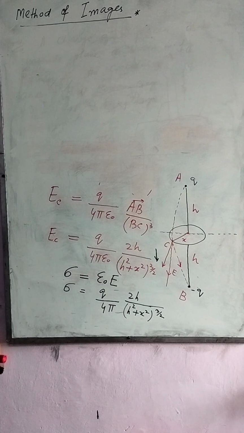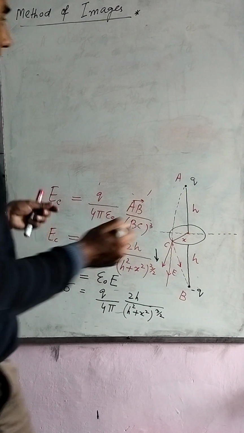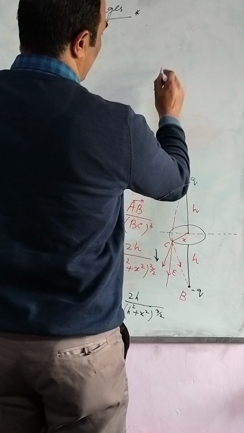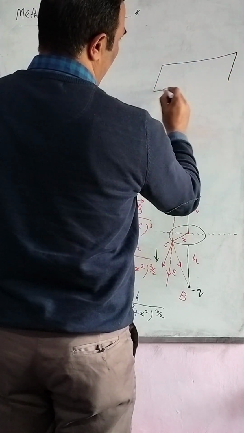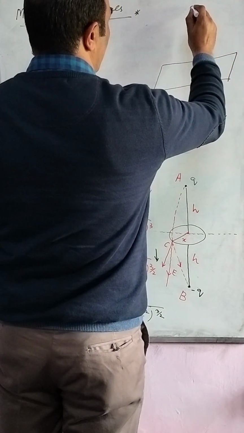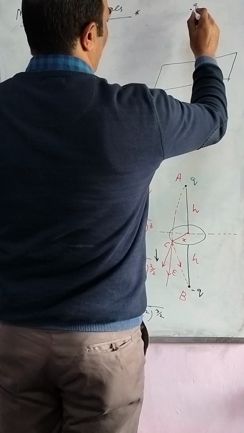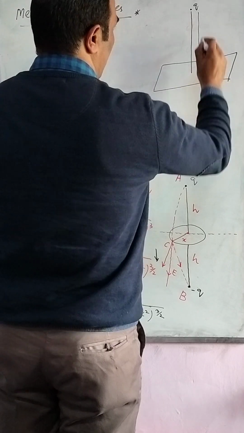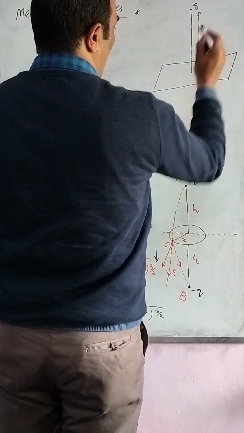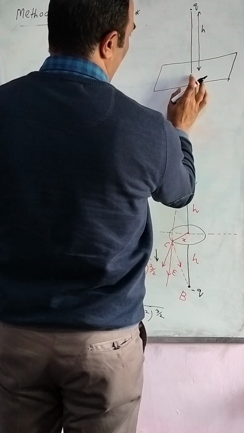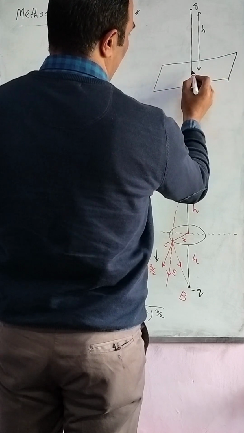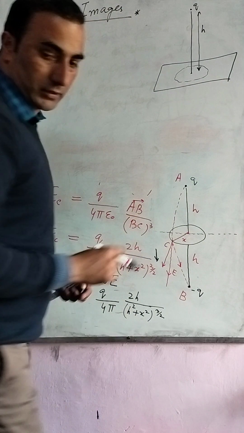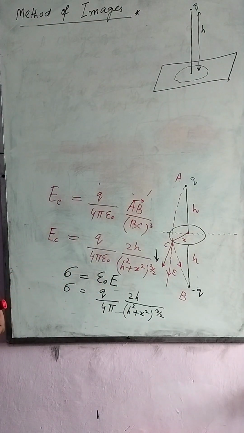So what do I have to do here? I need to calculate the total surface charge density here. So you have this infinite plane, right? And we have a charge Q here, which is located at a height h above this plane, perpendicular at right angles to this infinite plane, and we have this circular charge distribution here, right?